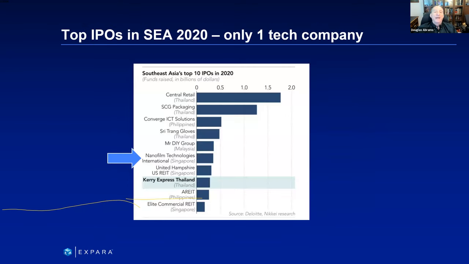Now, when looking at the realism of IPO versus trade sale exit, I did a very quick look at Southeast Asia's top 10 IPOs in 2020, and you can see that only one of them was even remotely a tech company. So this is another illustration of why, for the exit strategy for startups in Southeast Asia, if you expect to get to a decent exit, most likely it's going to be a trade sale. For listings on these regional exchanges, there are almost no tech companies.